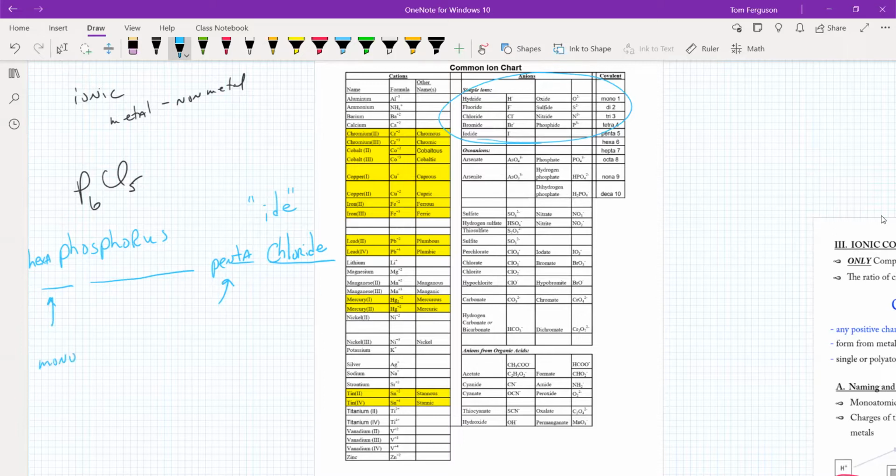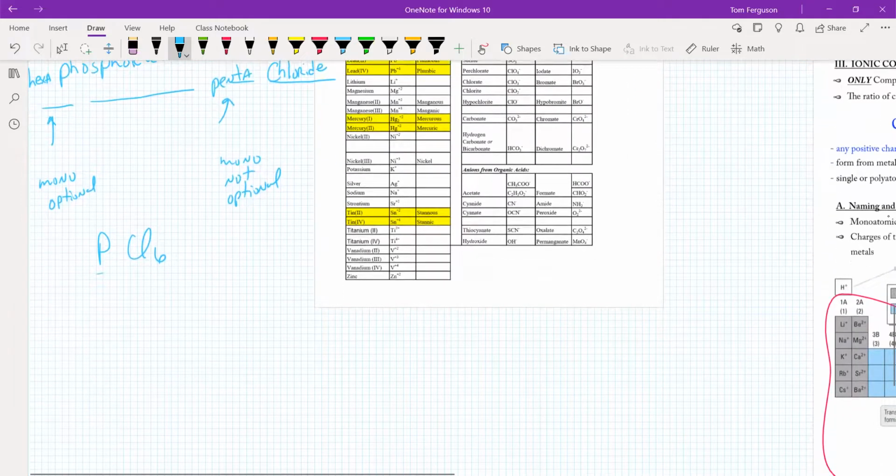Mono is optional on the first one. Mono is not optional on the second one. When it's the second one, it's never optional. The first one can be optional. So if we had one phosphorus, that could either be monophosphorus hexachloride or phosphorus hexachloride, because there's just one of these.